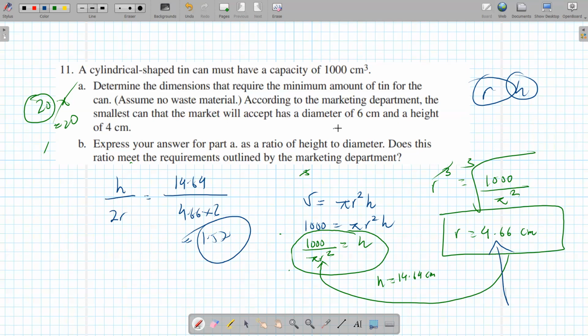What about this? What's the ratio of over here? Height is 4, the diameter is 6, right? This is 2 over 3, this is 0.66. And it says the smallest can. So our can is definitely bigger than this, but that's fine, right? So yeah, the answer to this, does this ratio meet the requirements? Yes, it does, because minimum it has to be 0.66. This is not the ceiling, this is the floor, basically. This is the smallest number. 1.57 is definitely bigger than this. So yes, it does meet the requirement, and we're done.